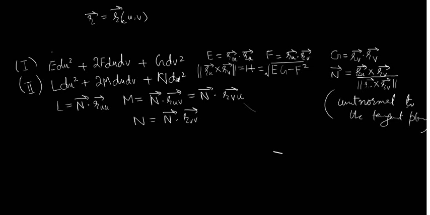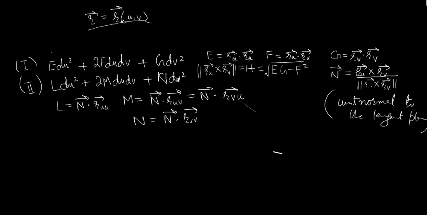Okay, dear students, let us start from where we left. Last time we talked about fundamental forms. Now, we have a surface whose equation is r = r(u, v), and u and v are two independent parameters, real numbers.